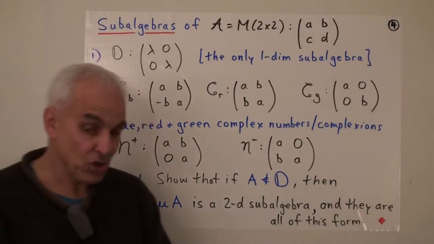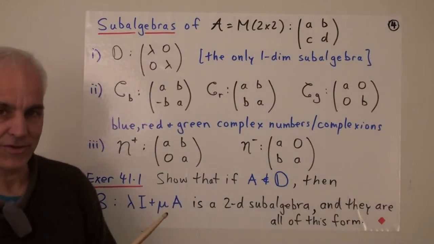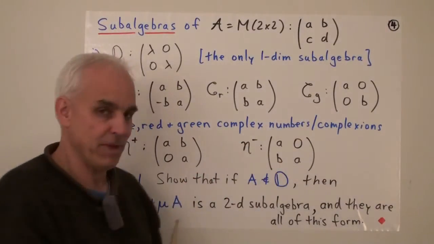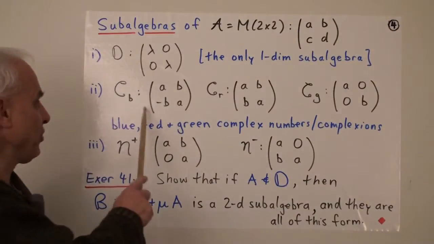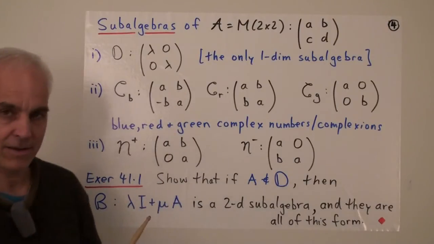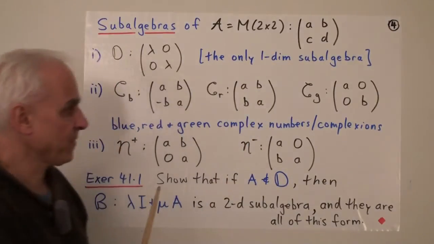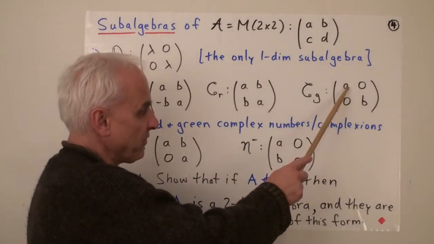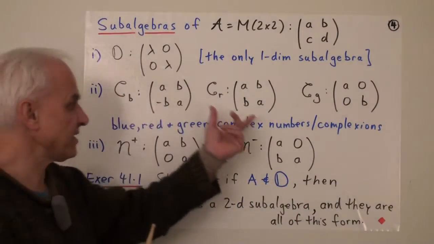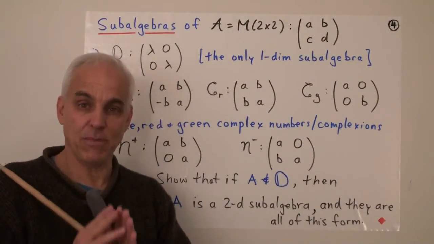In terms of two-dimensional subalgebras, we've already seen three very important ones. Things we called blue complexions, red complexions, and green complexions. All right. So the blue complexions are all the 2x2 matrices of the form AB minus BA. The red complexions are all the matrices of the form AB, BA. And the green complexions are all the matrices of the form A0, 0B. And we've seen that each one of these separately is a subalgebra because it's closed under multiplication.